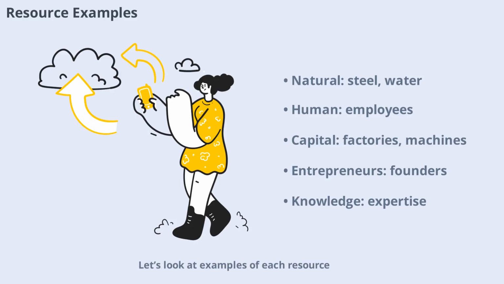Let's look at examples of each resource. A car manufacturer uses steel, a natural resource; employs workers, a human resource; invests in factories and equipment, capital resources; is led by innovative founders, entrepreneurs; and relies on technical know-how, knowledge. In today's global economy, these resources can move across borders, but knowledge is often the key to long-term success.